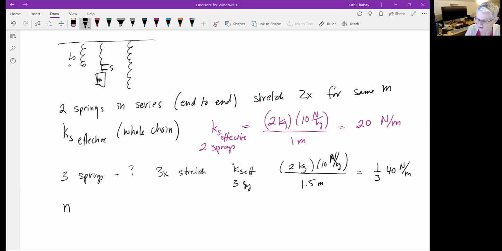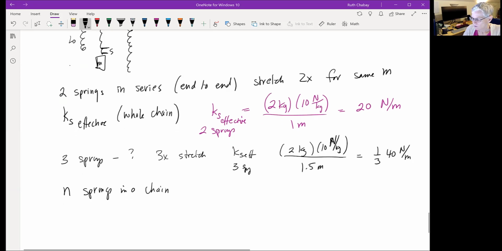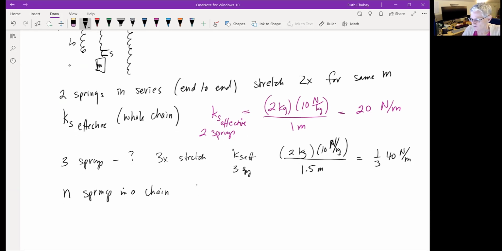So if we have n springs in a chain, what would the effective spring stiffness be? It'd just be 1/n times the spring stiffness for 1 spring.